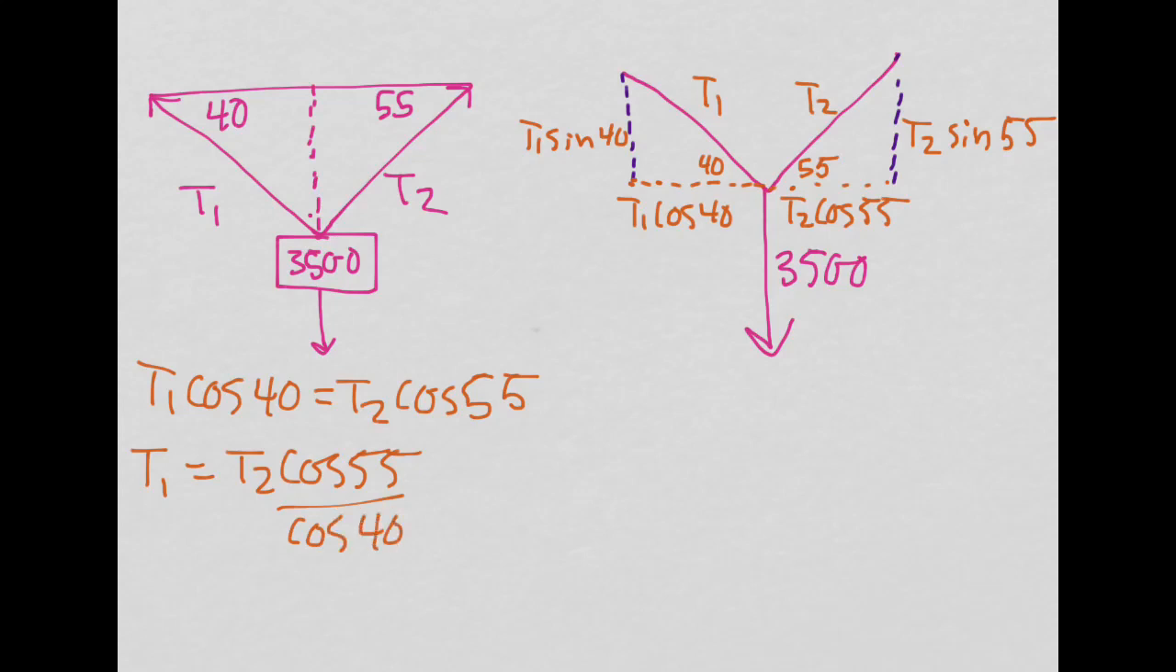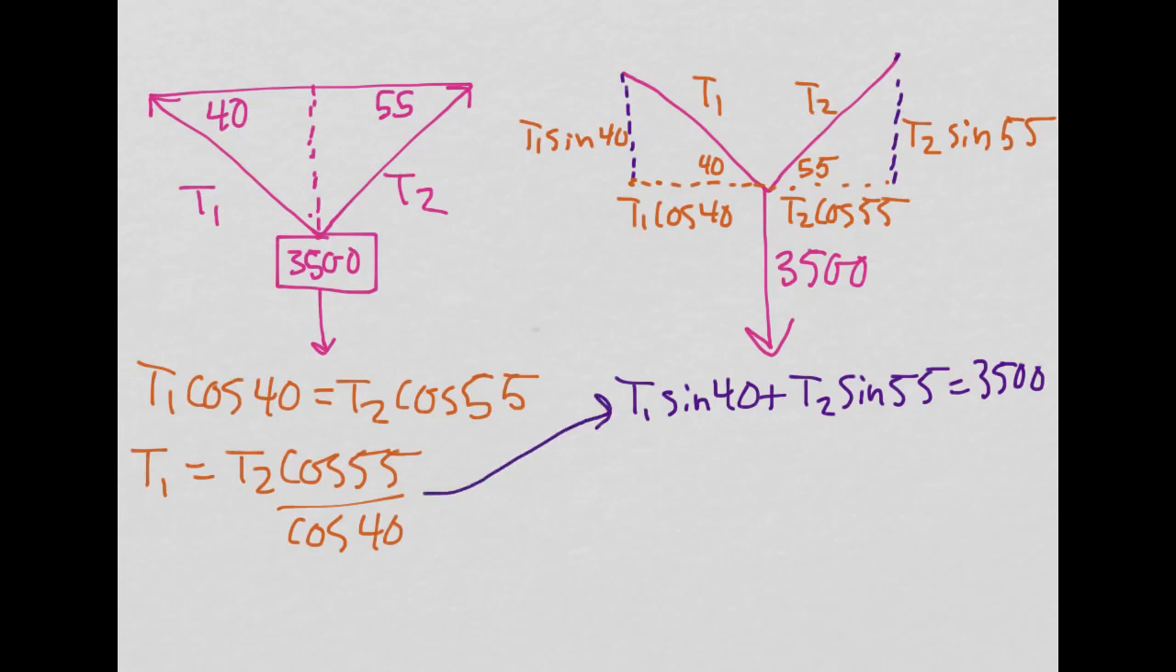Let's write my second equation. Second equation is going to be to balance the vertical component of these forces. So for that, I'm going to need the sum T1 sine 40 plus T2 sine 55. That needs to equal the downward force of gravity on this weight, 3,500. And again, those are in pounds, unit of force. Okay, so now we need to take this value for T1, substitute it in right there.